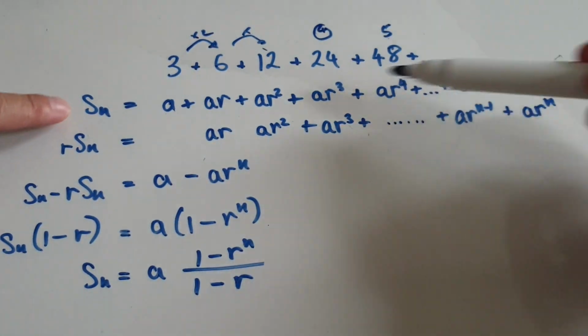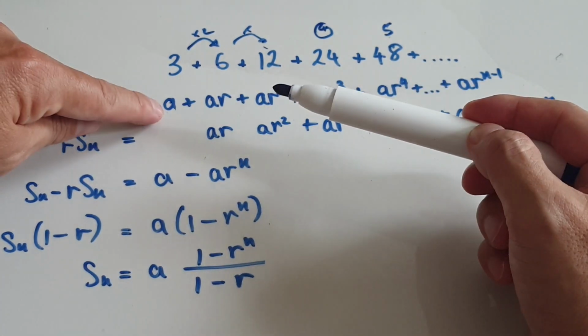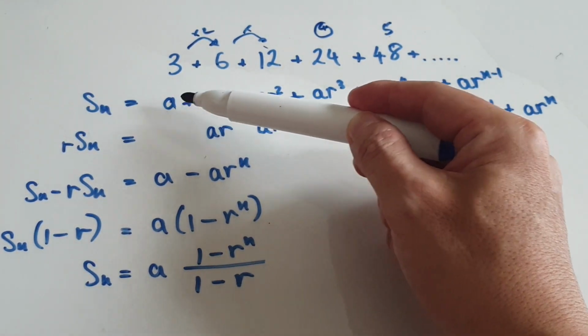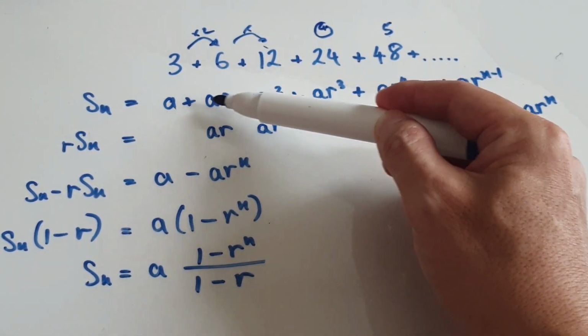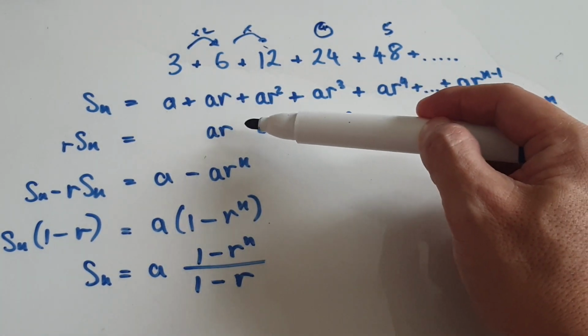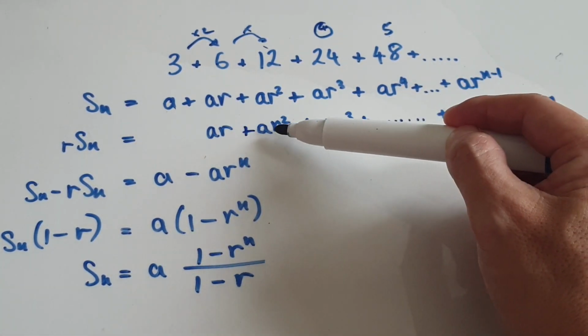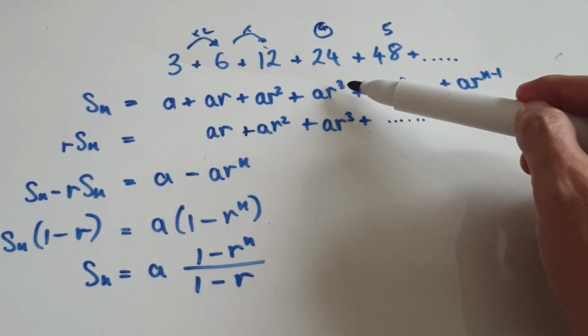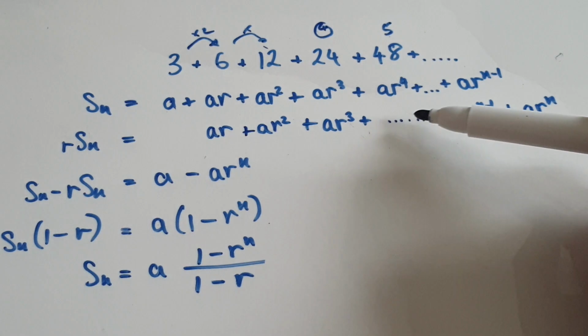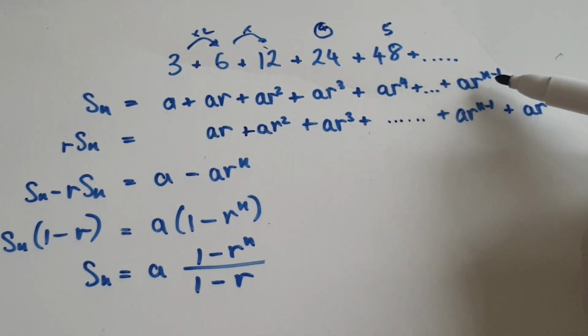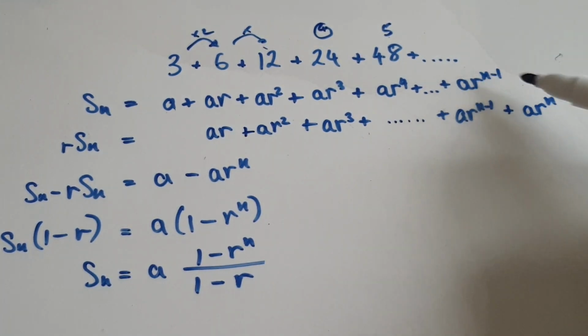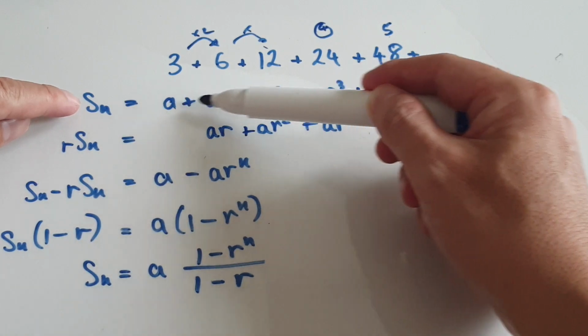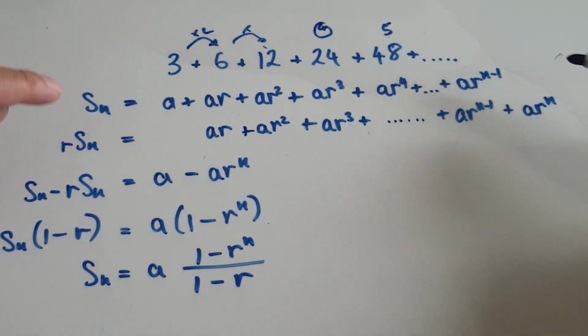So the trick is to times everything by r. So when you times this by r, it would be ar. This times r would be ar squared. And then this times r would be to the power 3, and so on. So it follows up all the way to the end. This times r would be r to the power 1 more. So you've got n minus 1 plus 1, which would be this. So the point is that when you times everything here by r, it will then give you this.